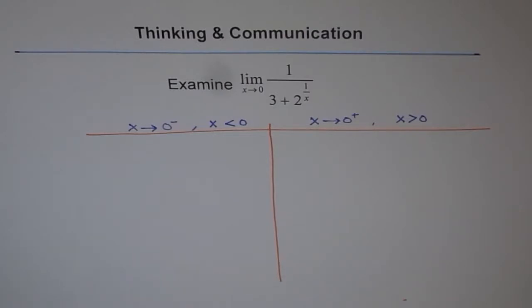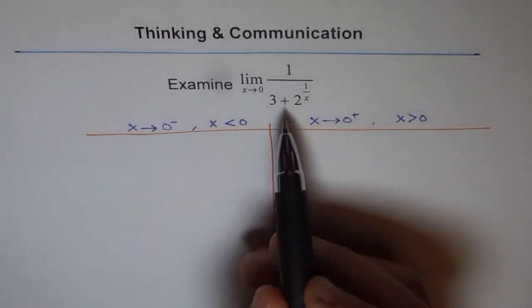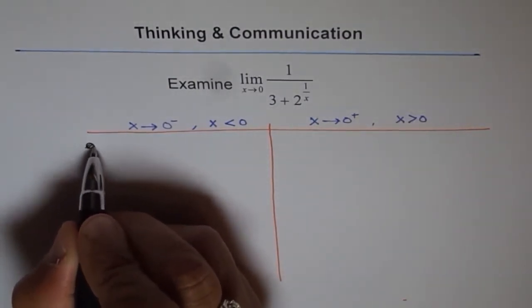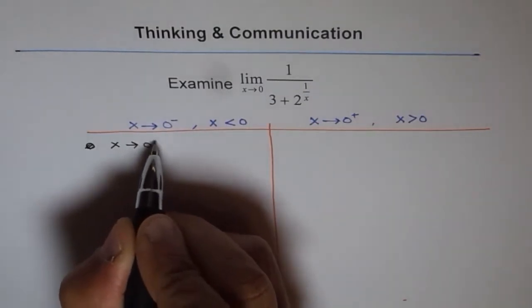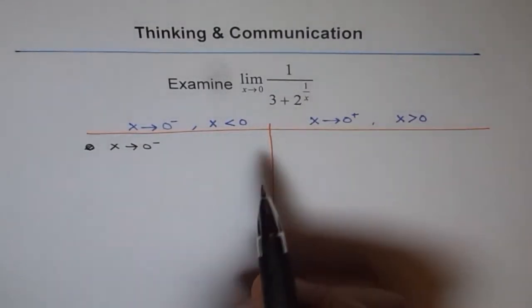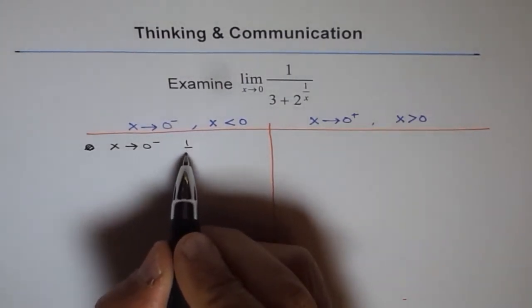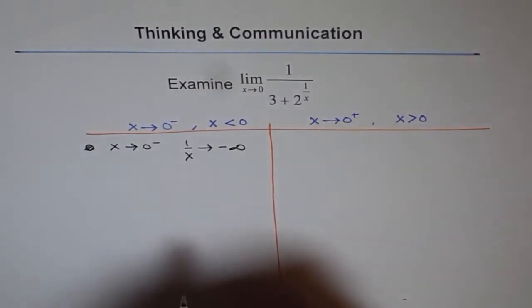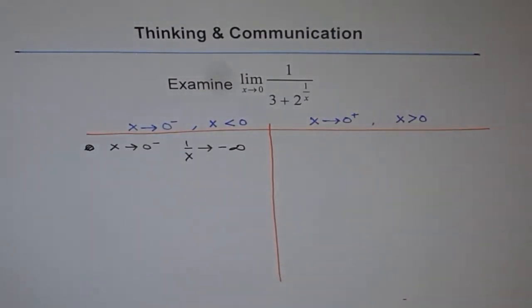Okay, now let's see what happens when x approaches 0 from the negative side. Now look at this. When x approaches 0 from the negative side, so think like this. I should have written x here. x is approaching 0 from the negative side, then what happens to 1 over x? In that case, 1 over x approaches minus infinity, correct? When x approaches 0 from the negative side, 1 over x approaches minus infinity. I hope you remember how 1 over x acts, right?